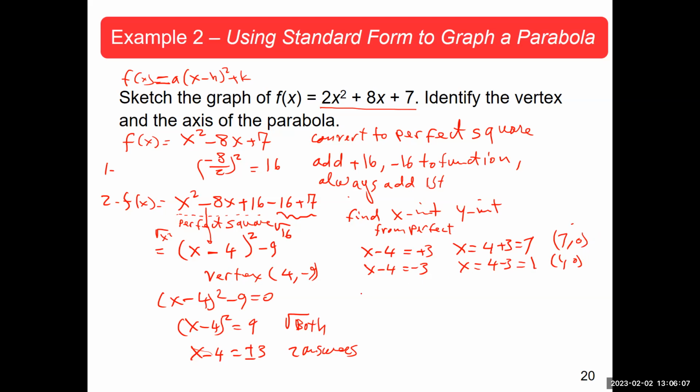Now the y-intercept. x equals 0. We go back to this formula here. f of 0 equals 0 squared minus 8 multiplied by 0 plus 7. That will be equal to 7. So the y-intercept is 0 comma 7.